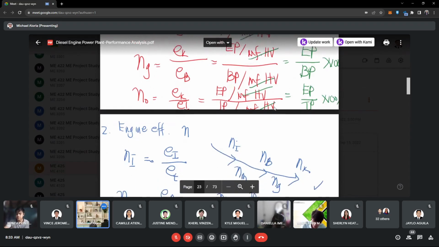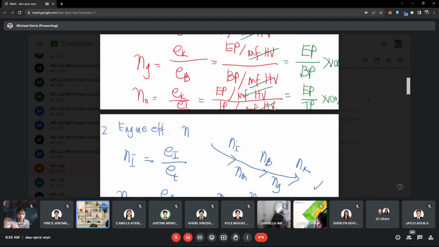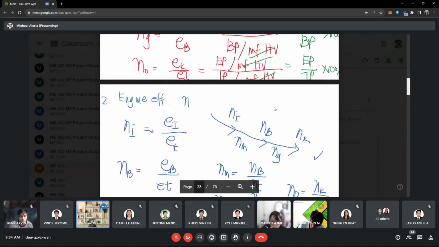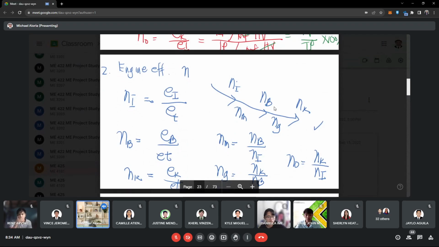We have engine efficiency. So, how can we define engine efficiency? Ito naman yung gagamitin natin as our performance indicator. Kanina, power developed. Second is the thermal efficiency. And now we have the engine efficiency. Okay. Now, meron tayong dinidefine also na indicated engine efficiency. We have also brake engine efficiency. And we have also combined engine efficiency. No? I repeat, we have your indicated engine efficiency, brake engine efficiency, and combined engine efficiency.